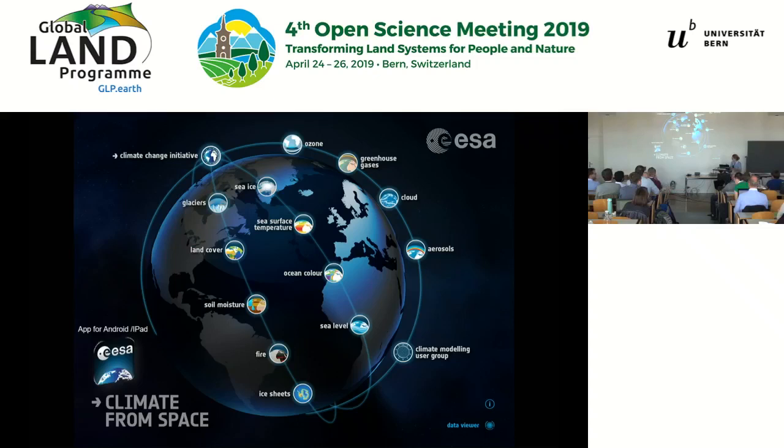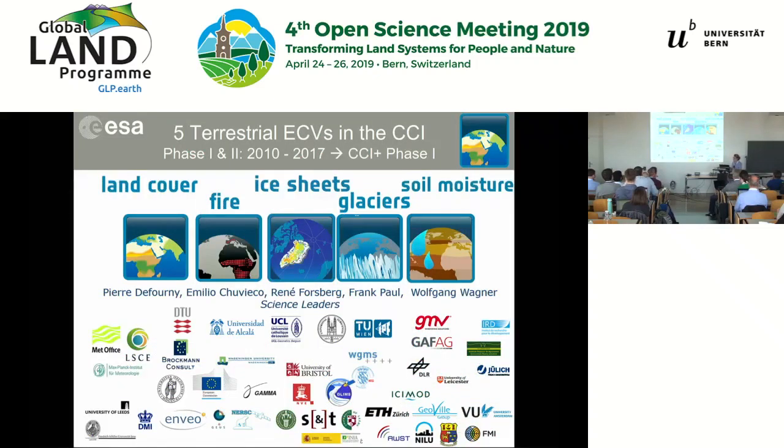from ESA. So among the 50 essential climate variables, ESA has decided to monitor 25 of them, and land cover is part of the lot. So in terms of terrestrial ECVs, in the first phase we had 5 terrestrial ECVs: land cover, fire, ice sheets, glaciers, and soil moisture. And of course, there have been a lot of interactions between us.